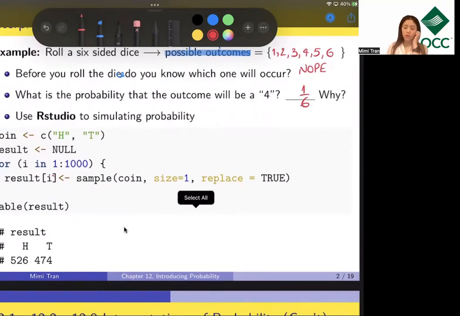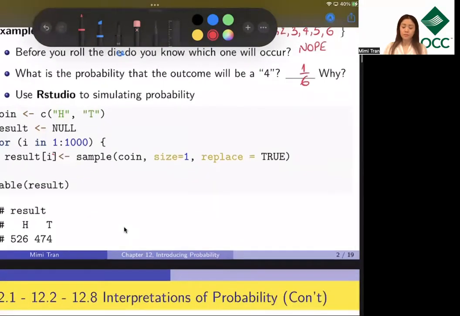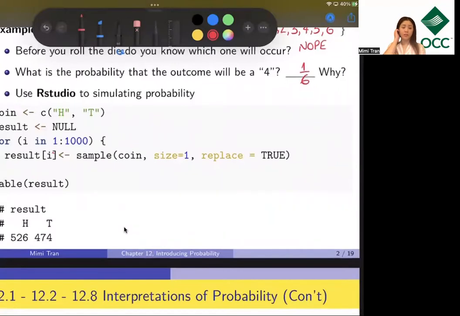So in the flipping coin example, the possible outcomes are 2, right? Heads or tails. That's it. That's all you have to take out of this part of the code.